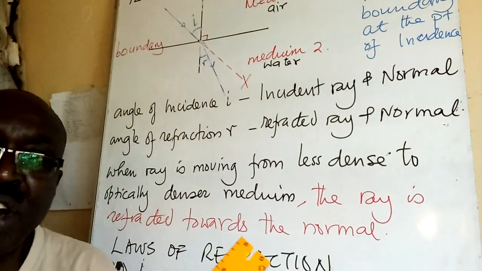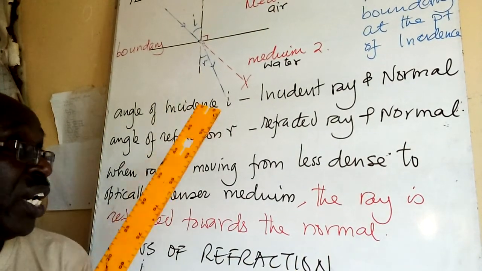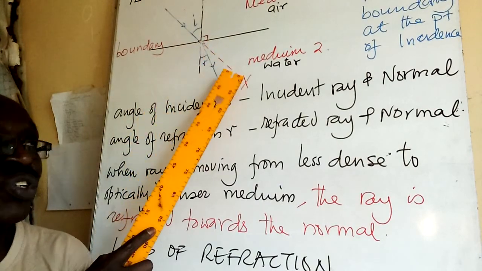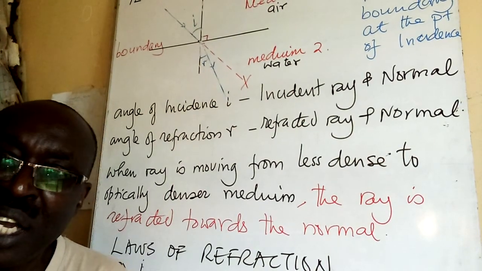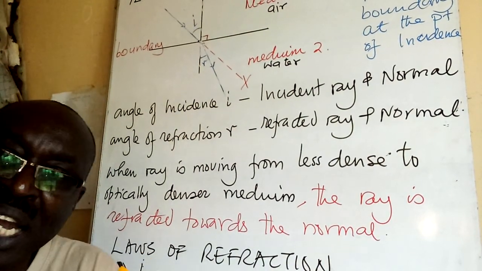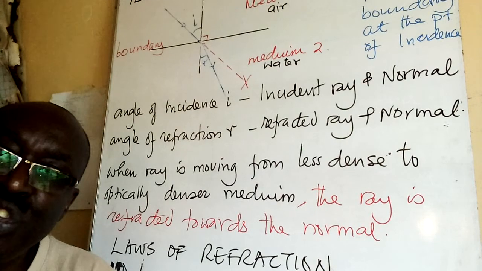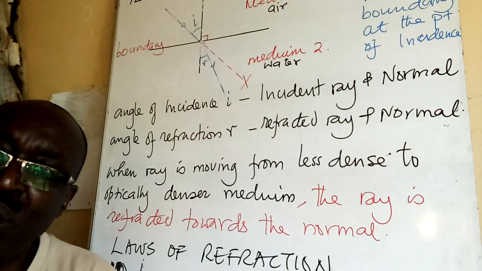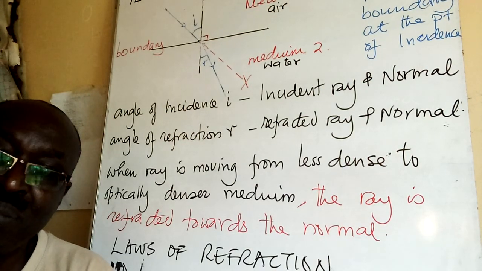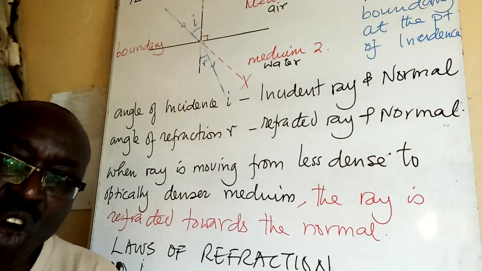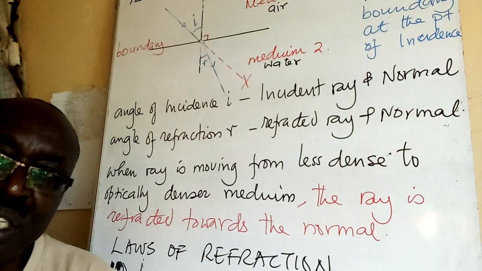So you better get that right. The ray is refracted towards the normal. In other words, the ray cannot continue on a straight line. Why? We are studying refraction. And from lesson 1, you remember, it can only move in a straight line in a homogeneous optical density medium. Homogeneous, made of the same.